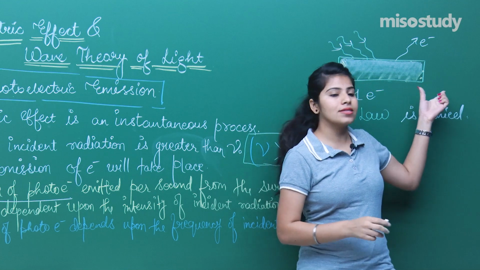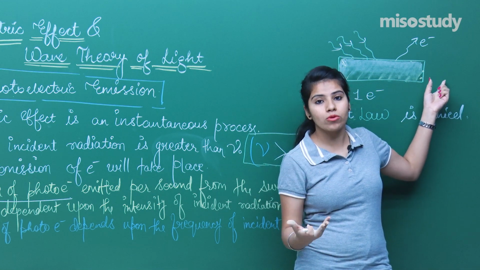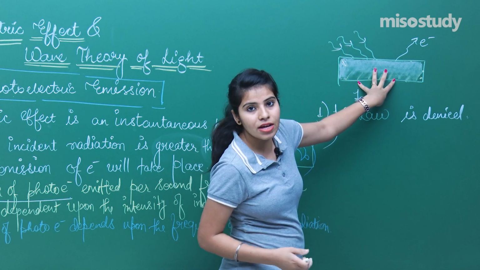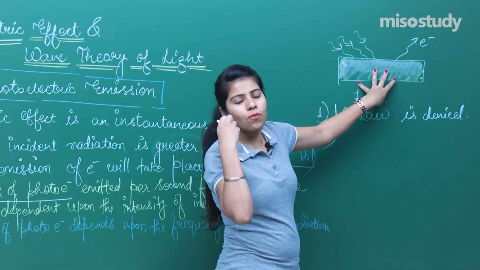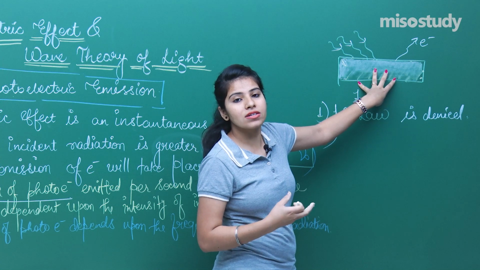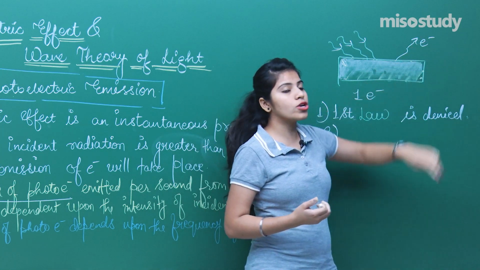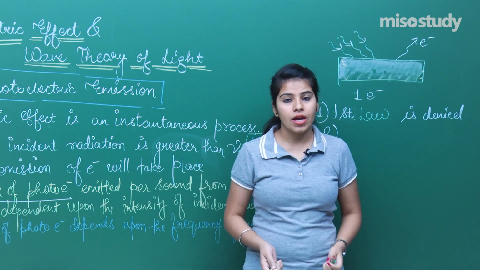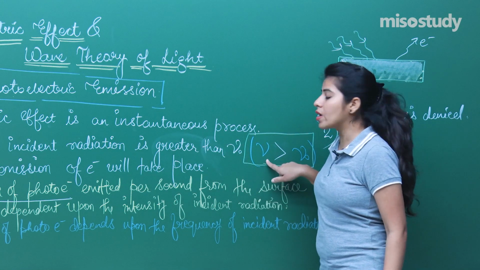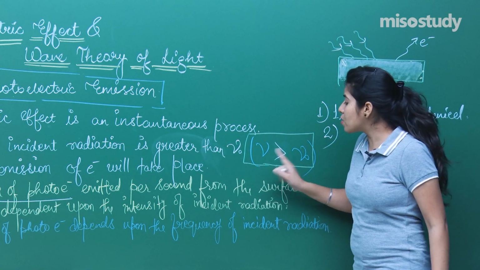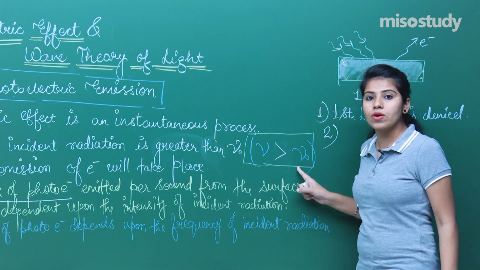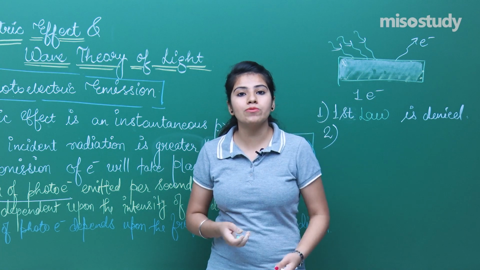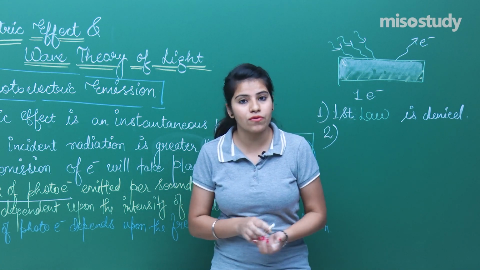But in this case, if we are talking about the wave nature, we can say that if the waves are falling over the metallic surface, then whatever the frequency of the incident radiation, your electron should be emitted out. But this cannot happen in the case of the photoelectric effect. It can only happen if your frequency is greater than the threshold frequency. So it cannot explain the concept of the existence of threshold frequency.